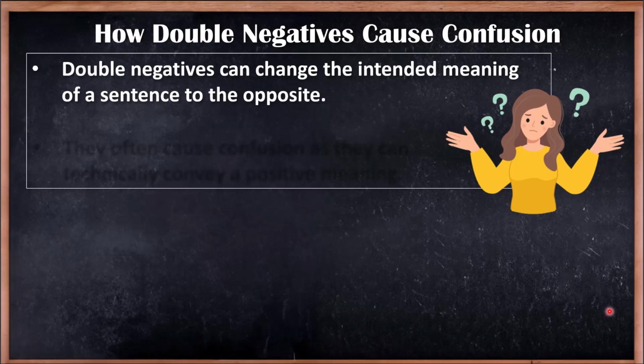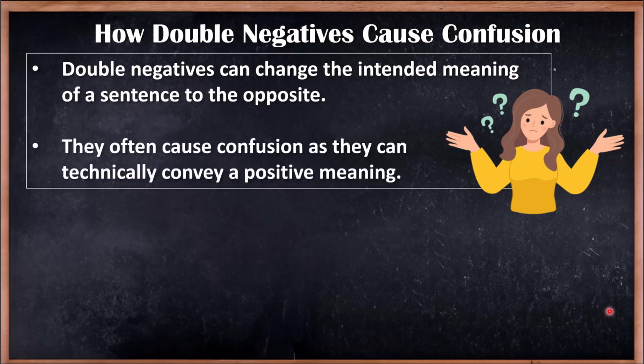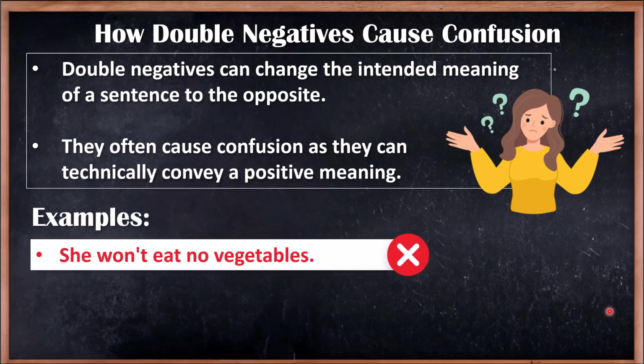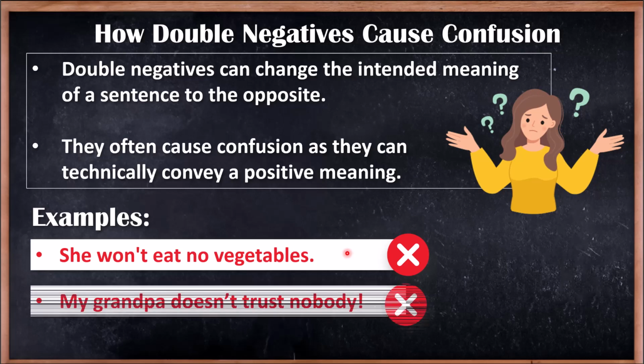So as I said before, double negatives can change the intended meaning of a sentence to the opposite. And instead of conveying a negative meaning, you'll convey a positive meaning. So for example, she won't eat no vegetables. This sentence written like this actually means that she will eat vegetables. My grandpa doesn't trust nobody actually means my grandpa trusts somebody. So we need to fix these so our intended meaning is clear.